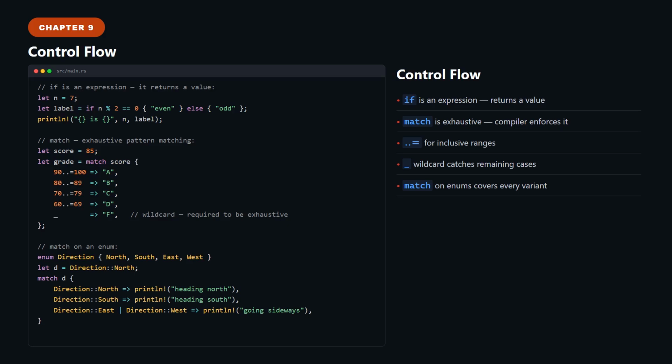Ranges use ..= for inclusive bounds. The wildcard _ arm handles anything not matched above, and the compiler requires exhaustiveness. Every possible value must be handled. You can also match on enums, and the compiler ensures you handle every variant.